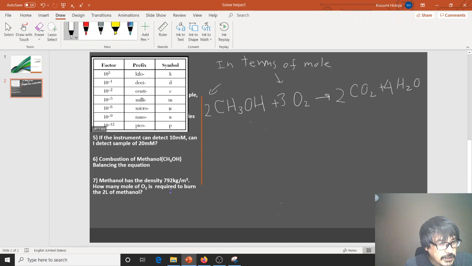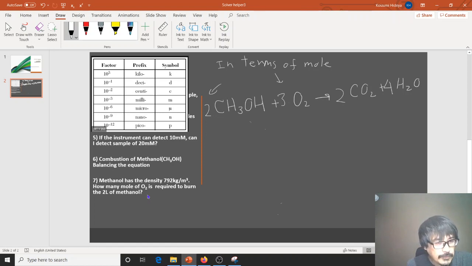So if the methanol has a density, how many moles of O2 is required to burn the 2 liters of methanol? I don't need a volume, I need a number of moles. To get the number of moles, you need to have a mass, right? So mass divided by the molecular weight is going to give you the number of moles, right? So let's do that one.